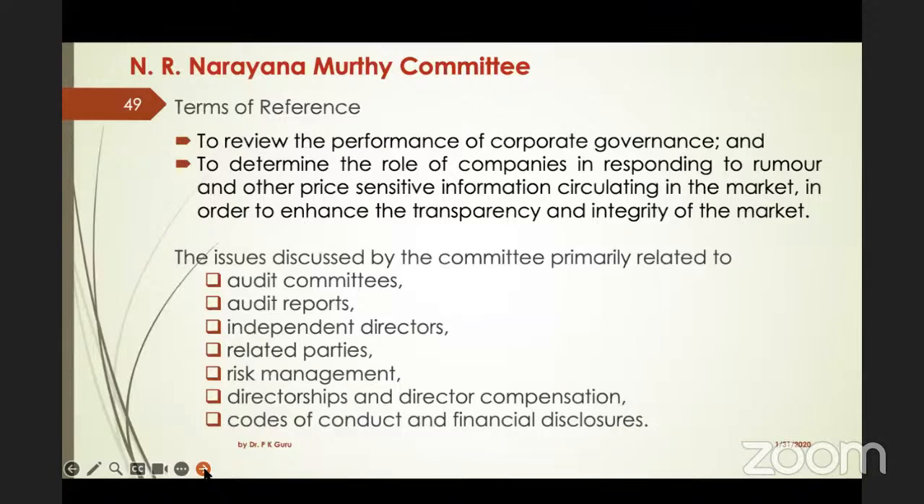Terms of reference is what the committee was supposed to look into: to review the performance of corporate governance and to determine the role of companies in responding to rumors and other price sensitive information circulating in the market in order to enhance the transparency and integrity of the market. To review the performance of corporate governance means whatever corporate governance mechanism has been devised from 1978 till the CG-MBA committee's recommendations and all that, they have to review all that and say if any change or modification is required.